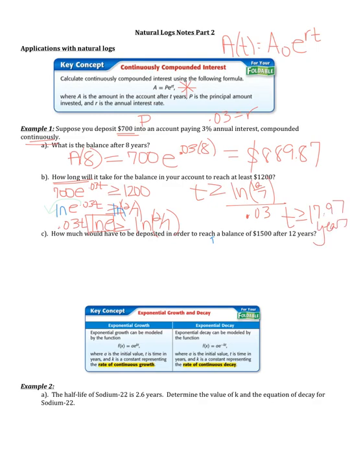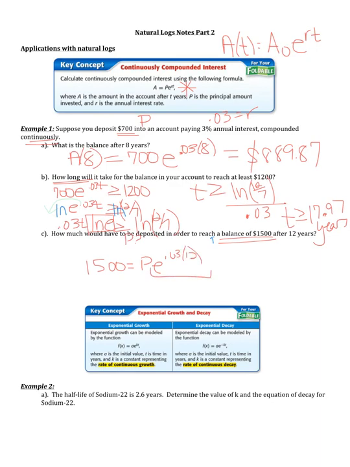Typically with word problems, we'll just go to 2 decimals rather than 4. And last but not least with this example, how much would you have to deposit in order to reach a balance of $1,500? So this is my ending amount, A of t, after 12 years. So P, how much to be deposited, my principal amount, is my unknown here. So 1,500 equals P e to the 0.03 times 12.